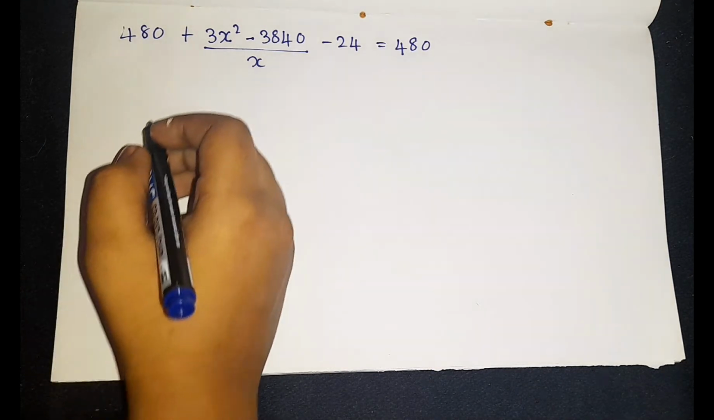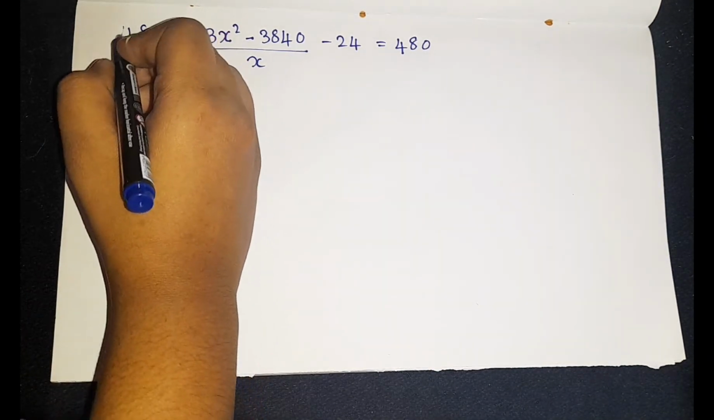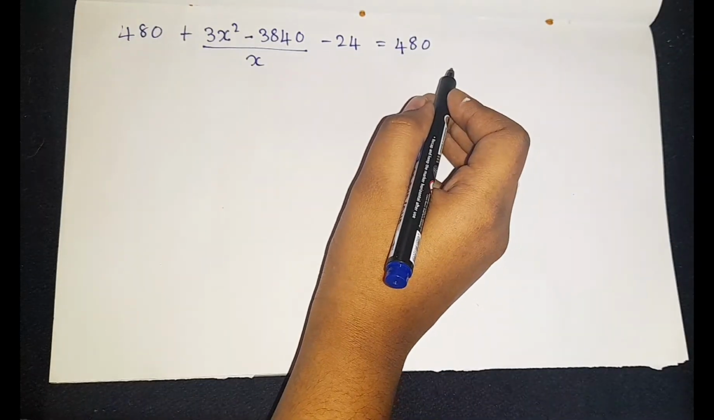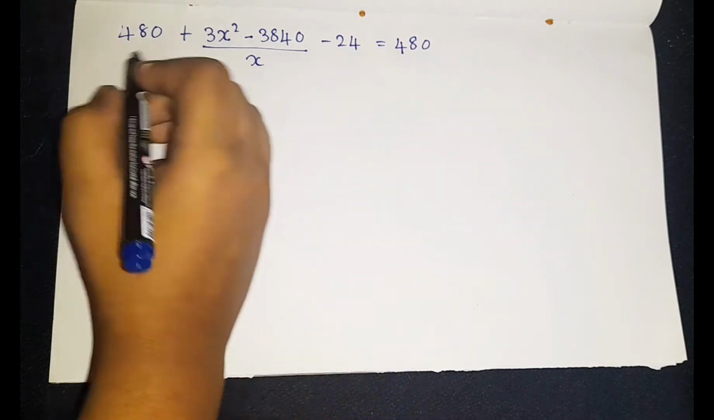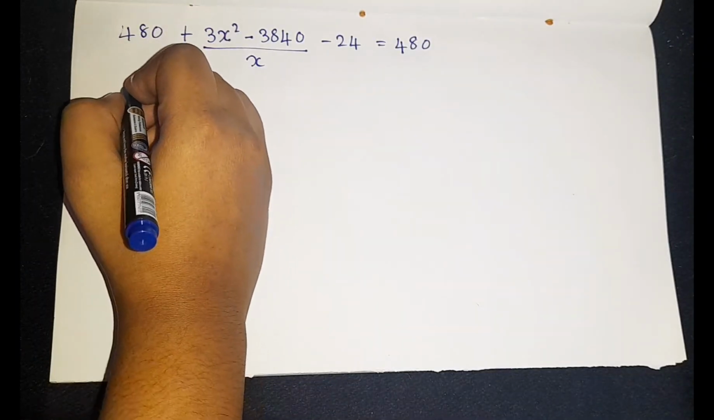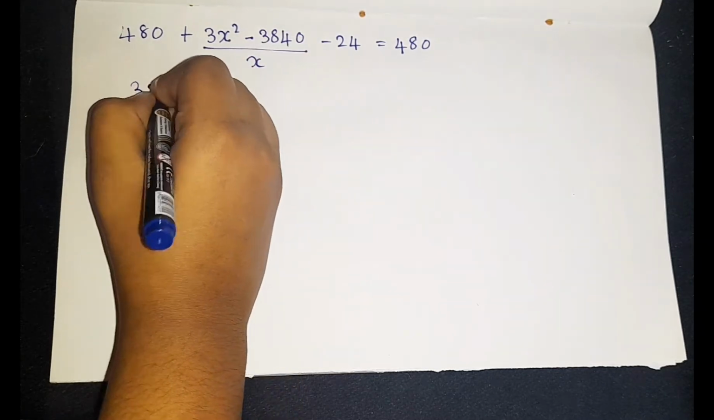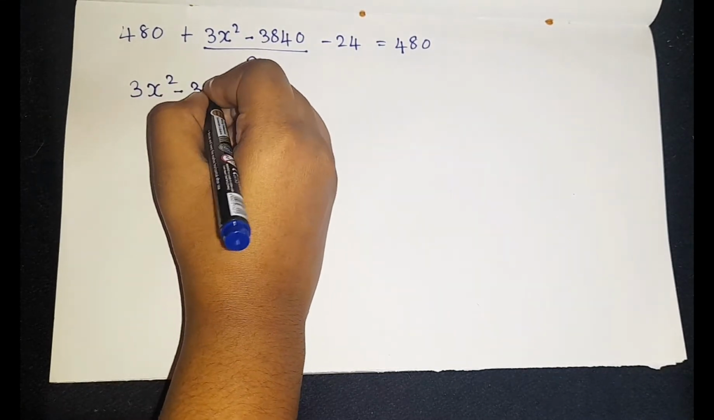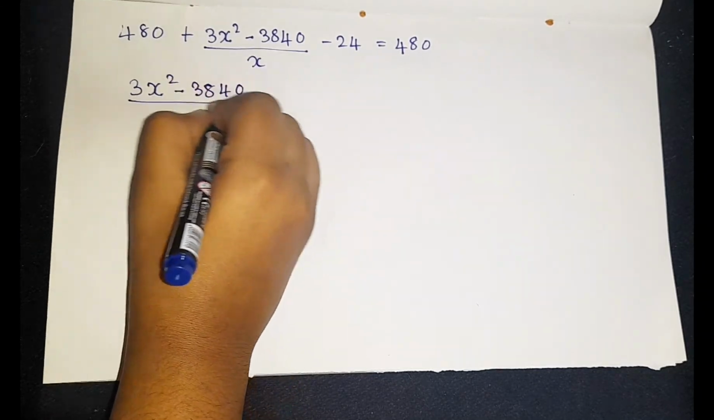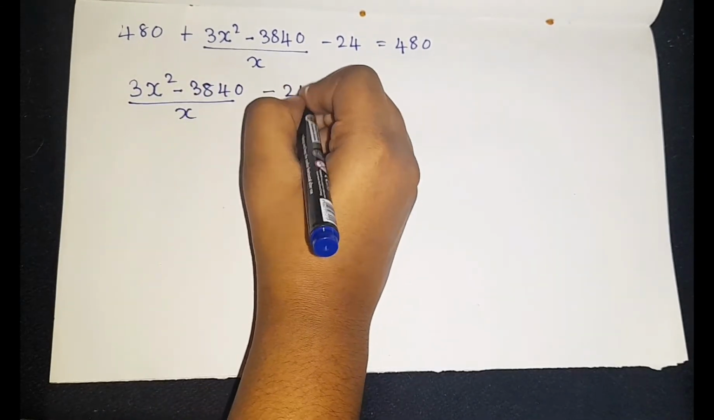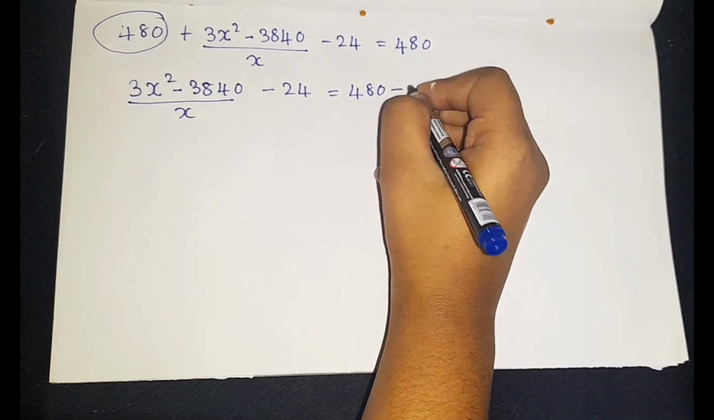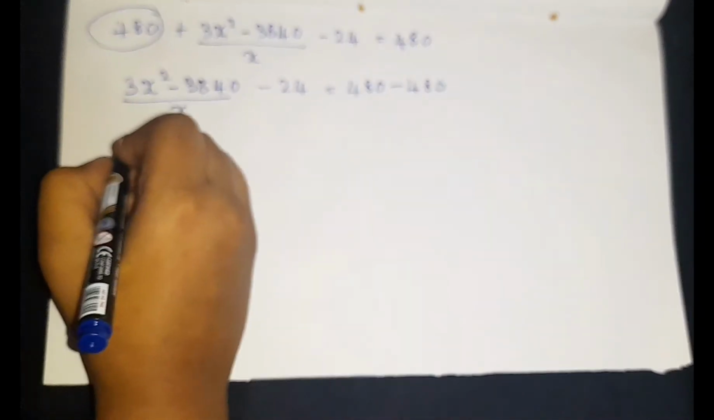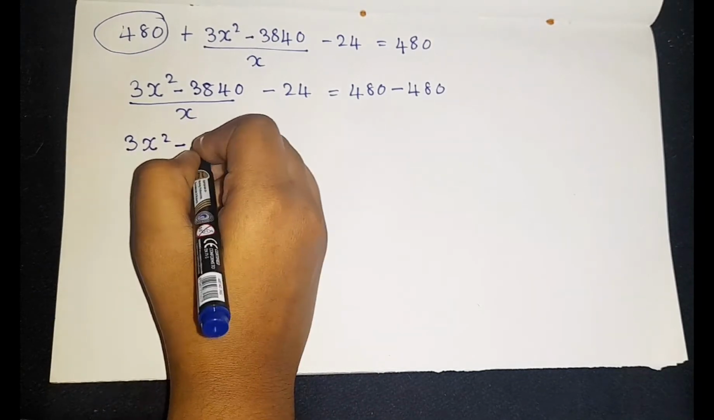So now what I am going to do is, I am going to get this 480 to the right side. Okay. When I get this 480 to the right side, it changes into minus 480 since it is plus right over here. So for that, first of all, let us write these things as they are, that is 3x square minus 3840 divided by x minus 24 is equal to this 480, we can just write it as it is. And then when I get this 480 to the right side it changes into minus 480 since it is plus right over here. So now again we shall write these things as they are.